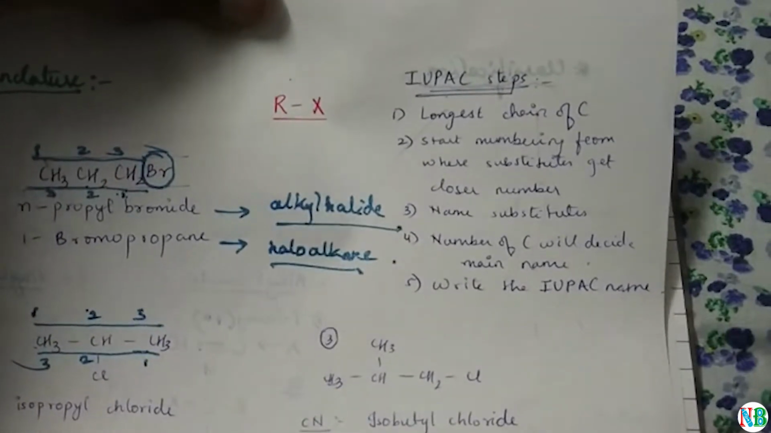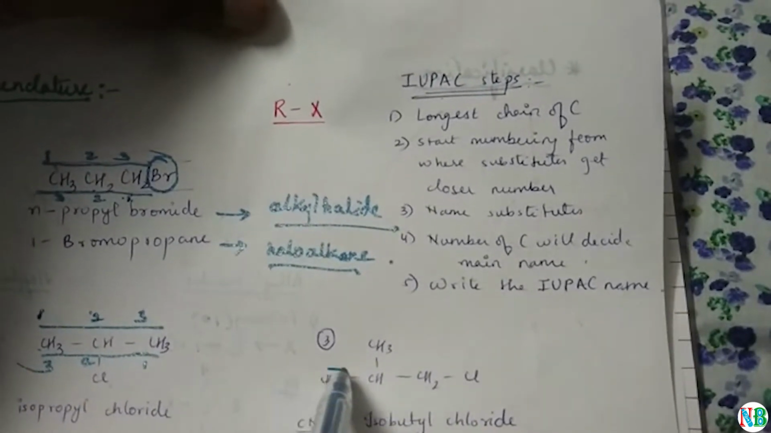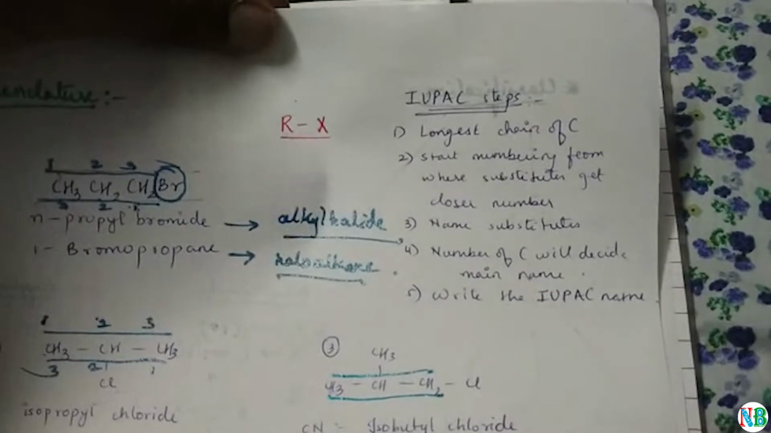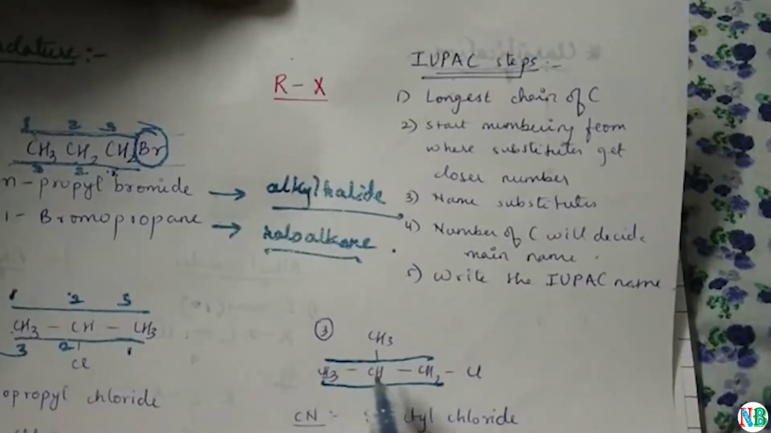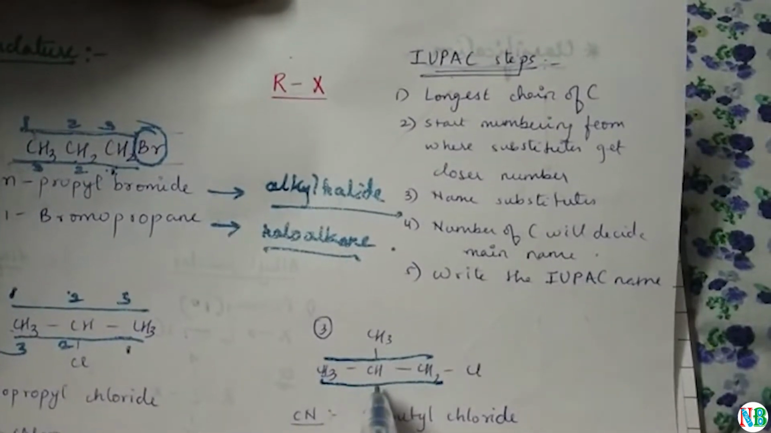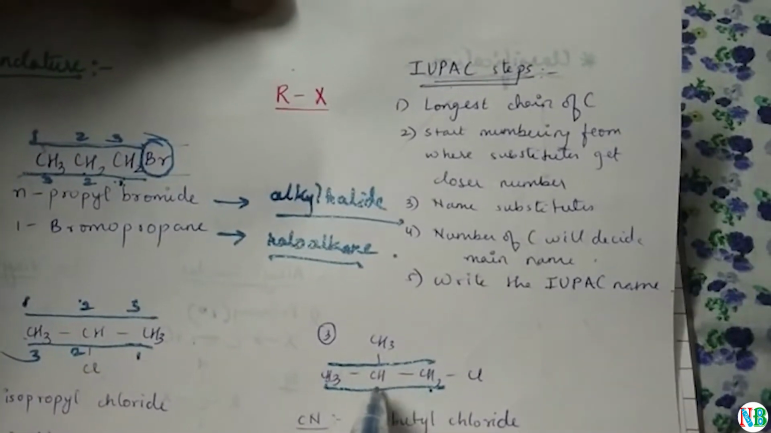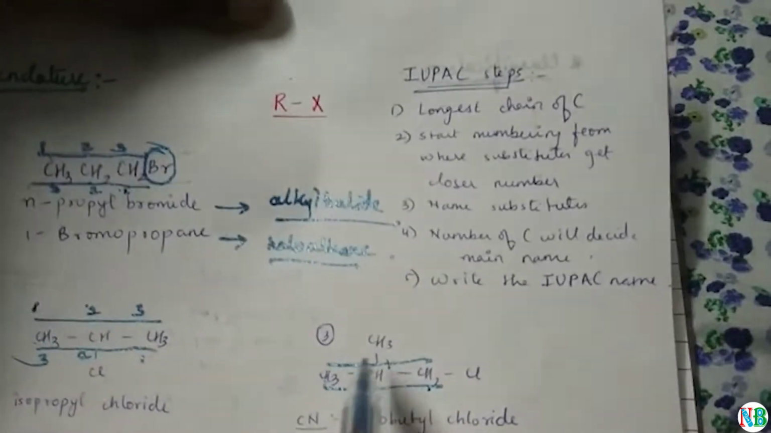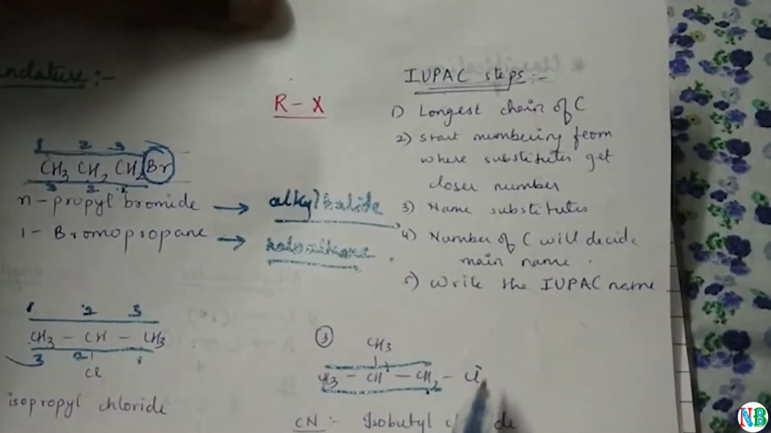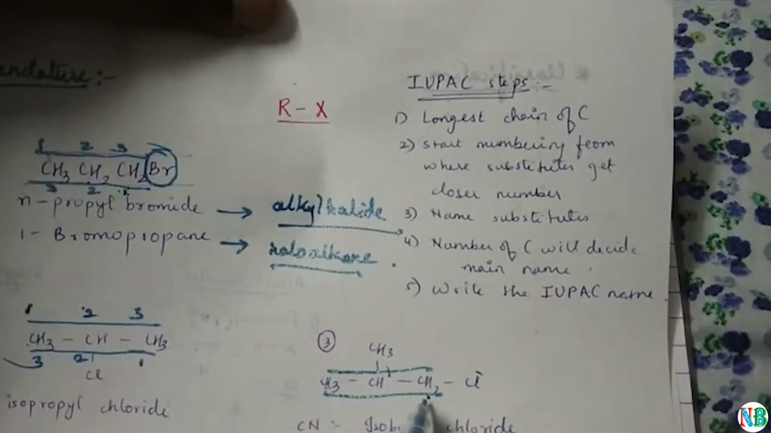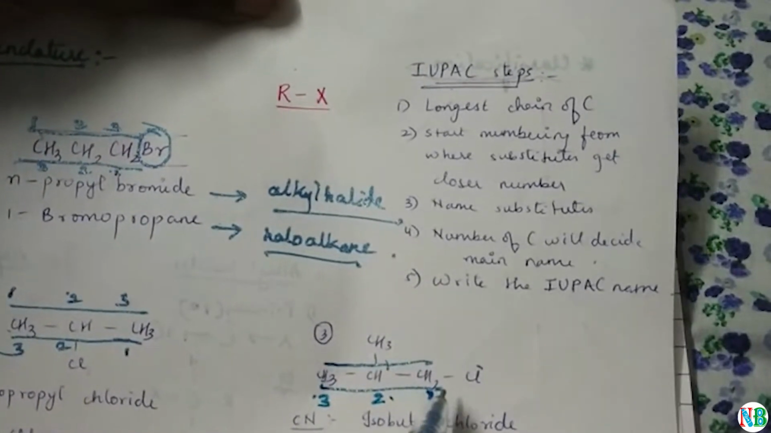Whereas my IUPAC name would be, first, to find out the longest chain. So once I find out my longest chain, what I'll be getting is, now if I try numbering it, if I start from here, I'll start 1, 2, 3. Then my CH3 will be getting the number 2 and my Cl will be getting the number 3. But if I start numbering from this side, 1, 2, 3, my Cl will be getting number 1 and CH3 will be getting number 2. So this side is the 1. When I start 1, 2, 3, my substituents are getting lower numbers, and therefore I'll be selecting 1, 2, 3 as my format of numbering, and therefore the name for this compound will be.